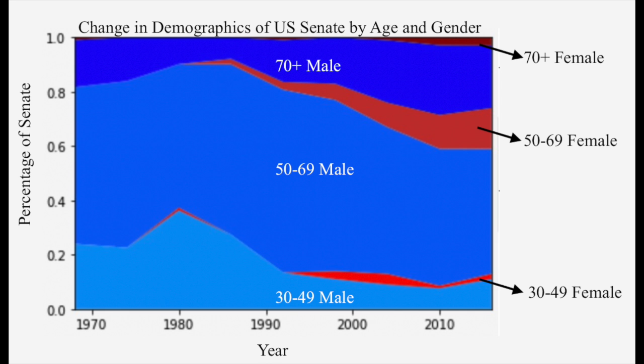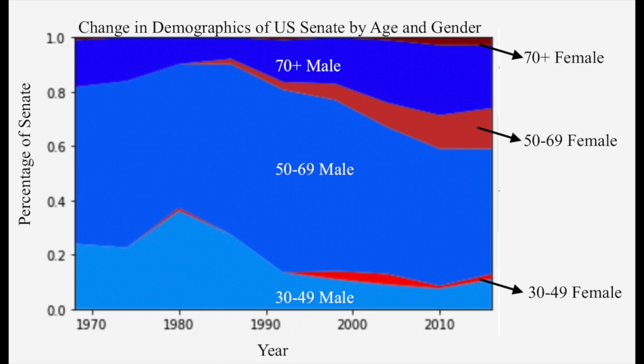Women are represented by the red areas in the graph, and men are represented by the blue. The age ranges in the stacked area chart go from youngest to oldest. Looking at the earlier years in our time frame at the far left of the graph, we see there's little to no female representation. However, we can note that this representation gradually begins to increase in the 1980s. This growth is largest in the 50 to 69 age range.